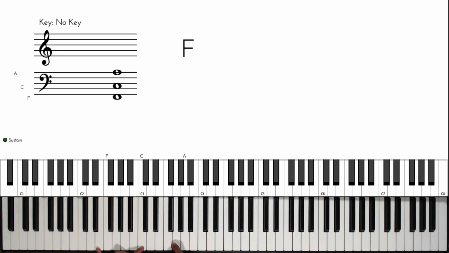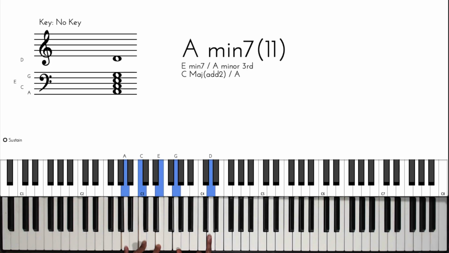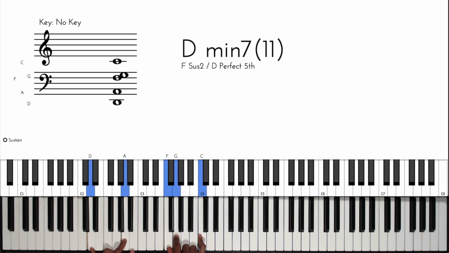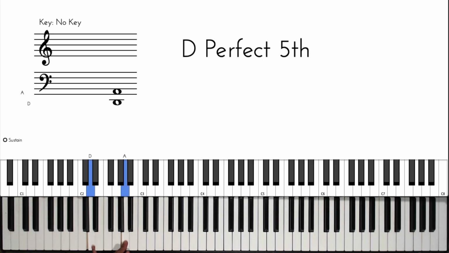Then we drop to another C major, right? C over E. Then we're going to the 6, which we're actually voicing as an A7 sus4, right? We're omitting the 3rd, the minor 3rd, and we're also omitting the 9th. And then we end on a D minor 7, 11, okay? And this chord right here, I like thinking about it as an F sus2 over a D with the perfect 5th, okay? So all together.